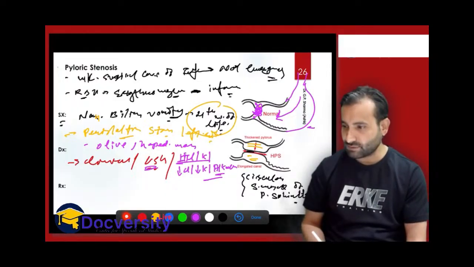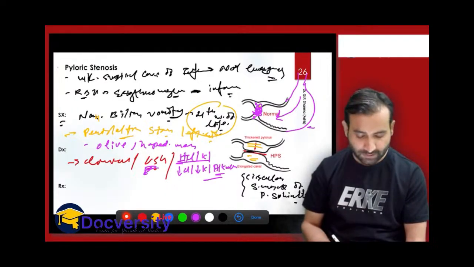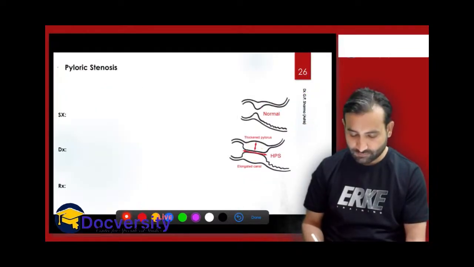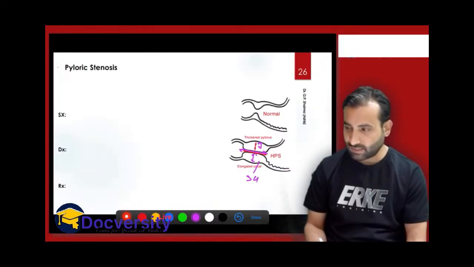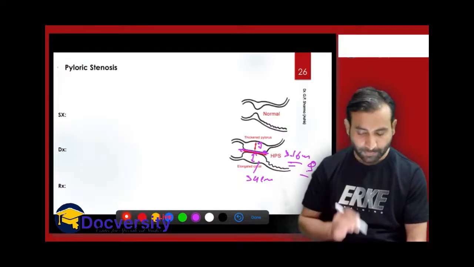And so yes, diagnosis we did already. What we do is the clinical diagnosis. At USC we do it for the definitive diagnosis. In the USC, what do we see is that we measure this length, this thickness, and then this channel length, right? So this thickness becomes more than 4 millimeter, and this channel becomes how much? More than 16 millimeter. Remember, these are the questions in the exam.